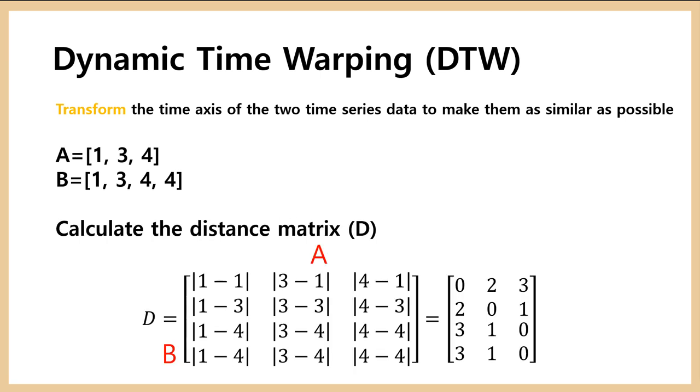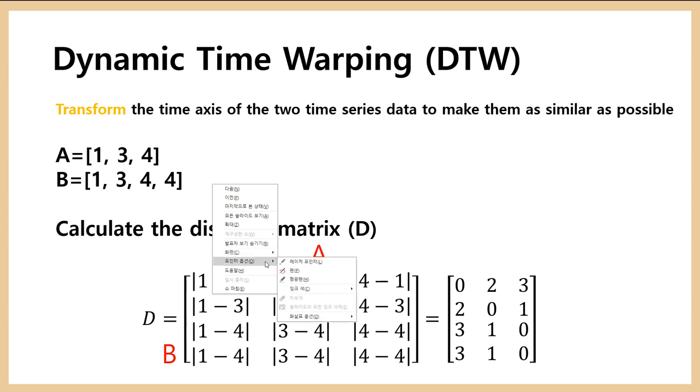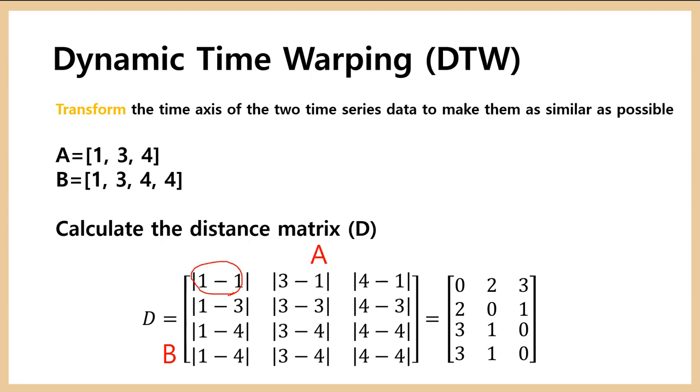First, the distance matrix is calculated. For example, time series A is 1, 3, 4 and time series B is 1, 3, 4, 4. So this component is the distance between this one and this one, and this one is the distance between this one and this one.